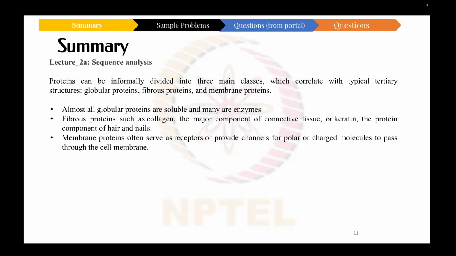So understanding the distinct roles and structures of these protein classes is crucial for comprehending the complexity of cellular processes and the diverse functions they perform in living organisms. Now, to start with bioinformatics, sequence alignment is used for unveiling the relationships and functions of sequences.